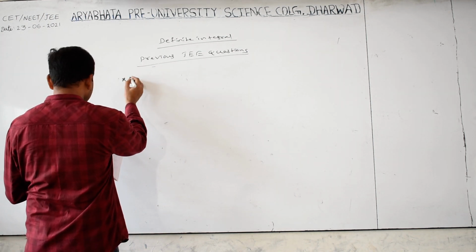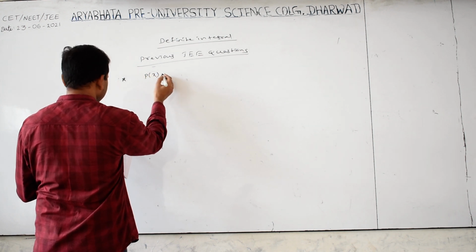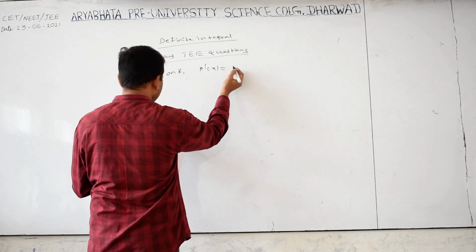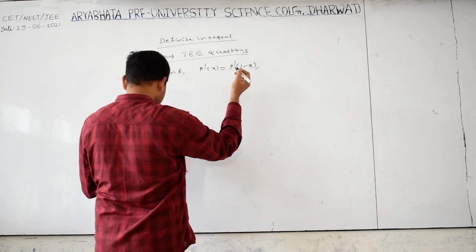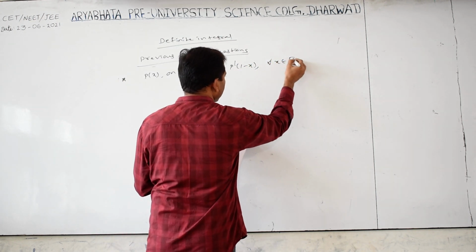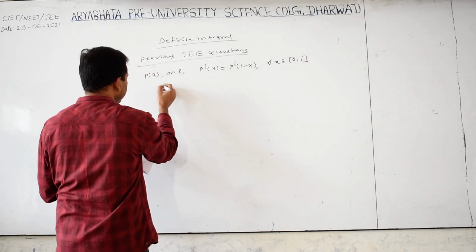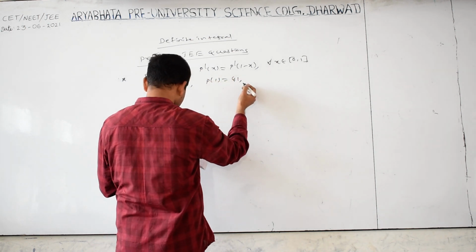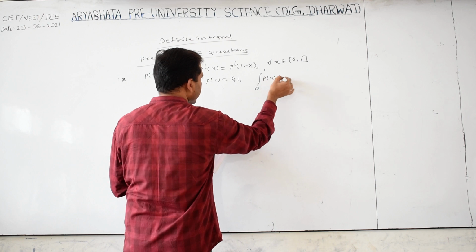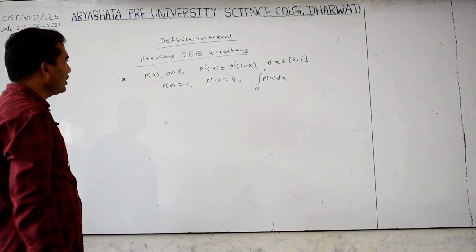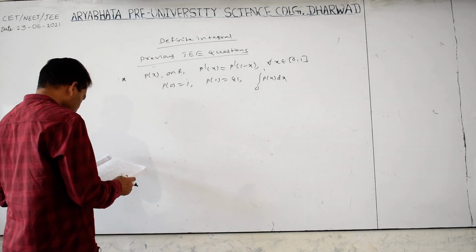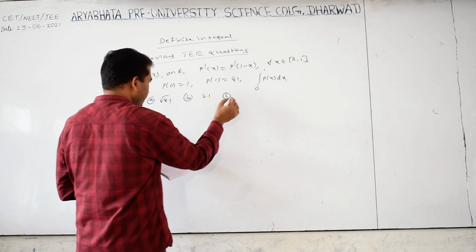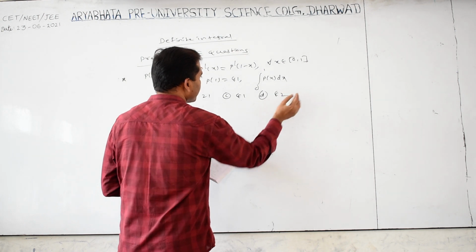Next, p of x is a function defined on R such that p dash of x equals p dash of 1 minus x for all x belonging to the closed interval 0 comma 1, p of 0 equals 1 and p of 1 equals 41, and the integration from 0 to 1 of p of x dx, the value is asked. Option A is root 41, option B is 21, option C is 41, option D is 42.